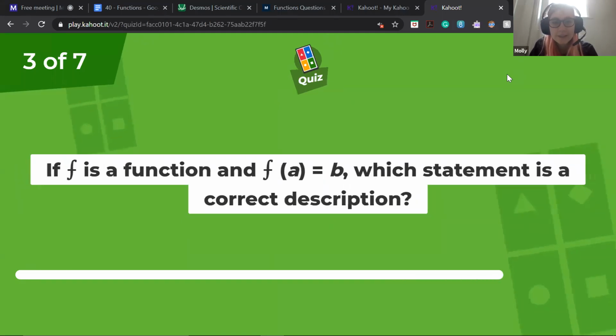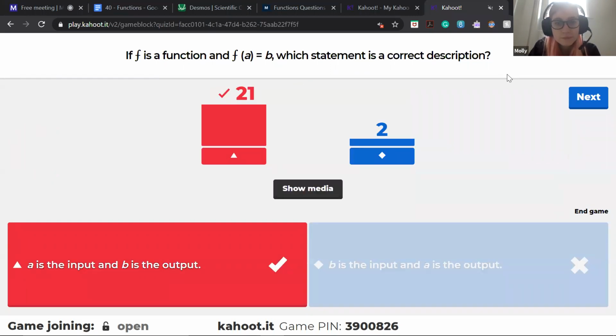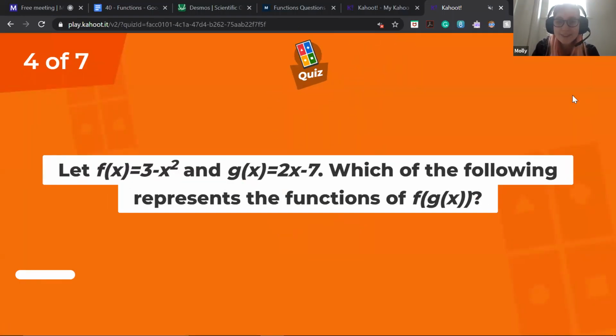Okay. So this is just a bit of terminology. Which do we call the input and which do we call the output? It's a 50-50, so even if you don't know, try guessing. Awesome, loads of people got that, fantastic. A is what we input into the function and B is what we receive as the output.